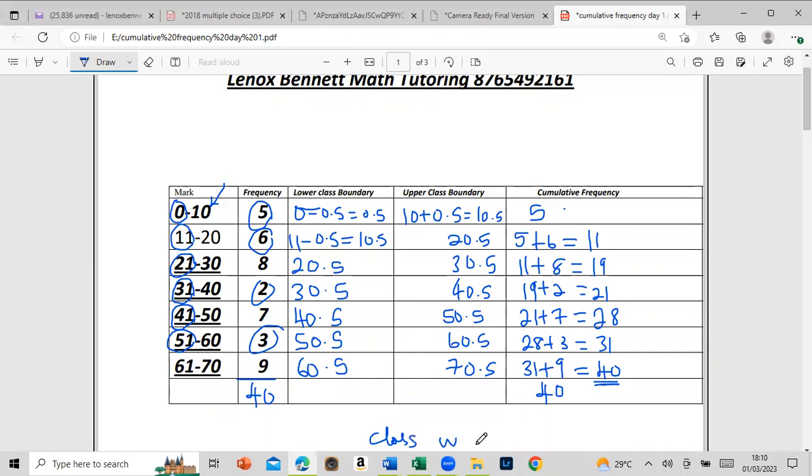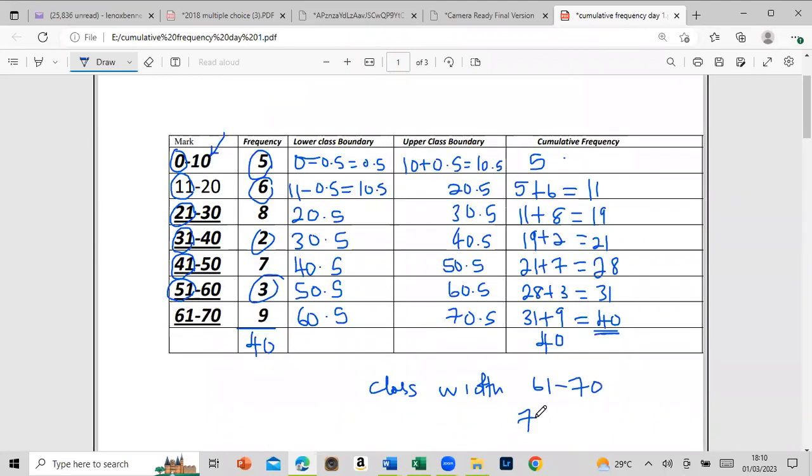So one question we will ask, guys, for 1 point: what is the class width of a particular class? So we say, what is the class width from 61 to 70? And you just say 70 minus 61, and that would be your answer. So 9. You must say how broad the classes are, or how many numbers you take into consideration. Right?